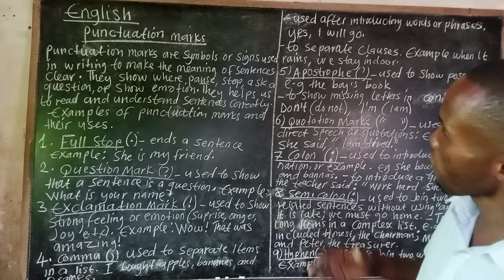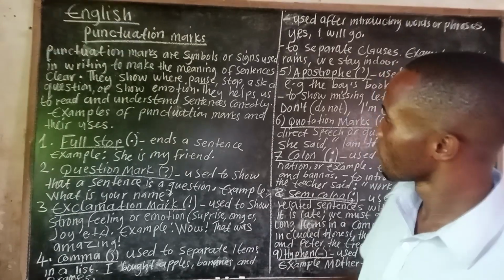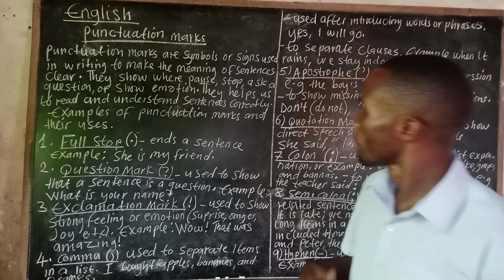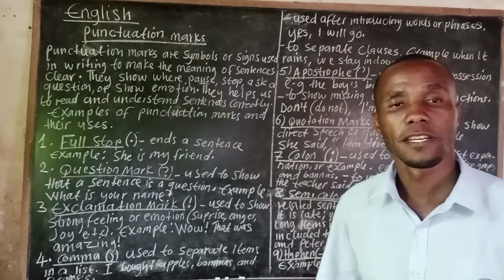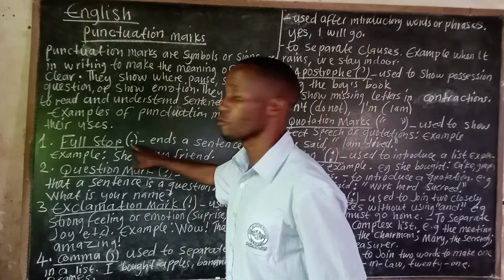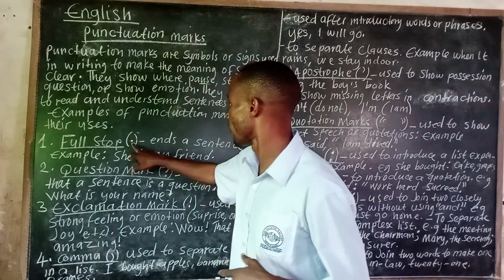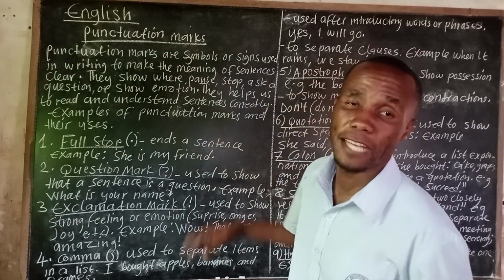Now, we are going to give examples and their meaning. We are going to start with the full stop. A full stop ends a sentence. So the work of the full stop is to end the sentence. This is a full stop. It is a symbol or sign of a full stop, and it is there to end the sentence.